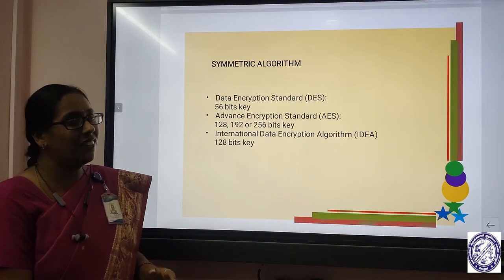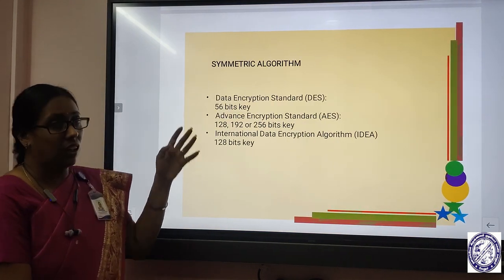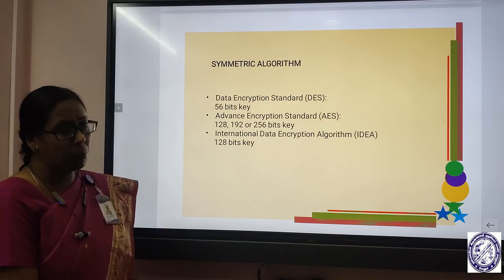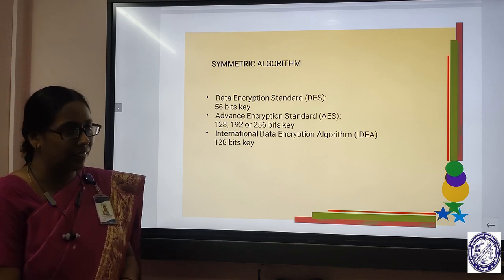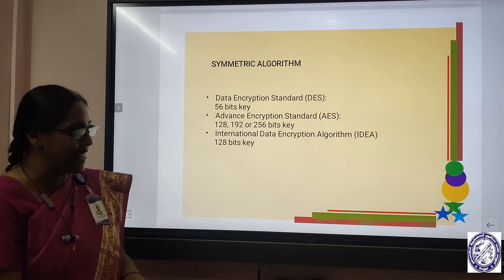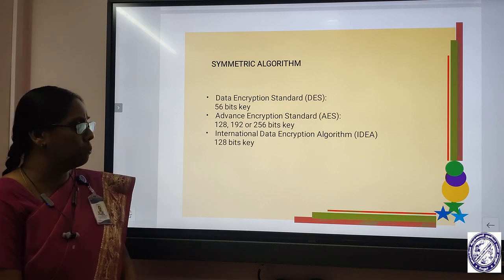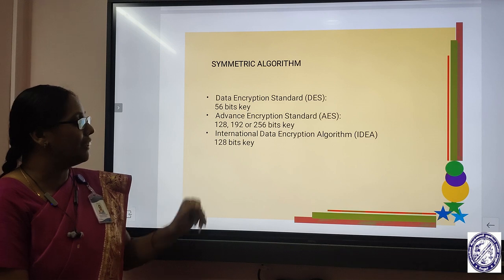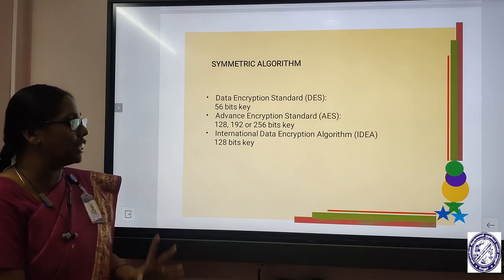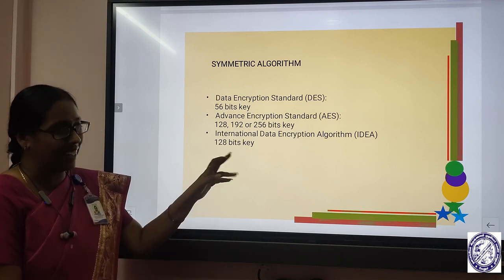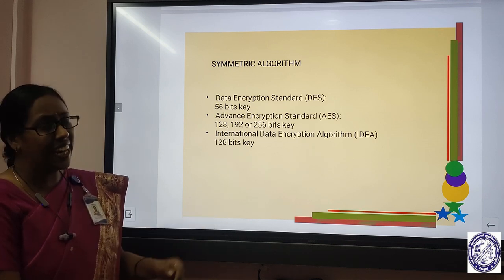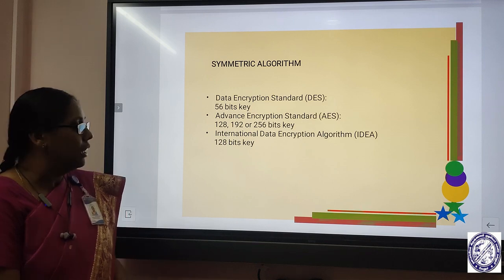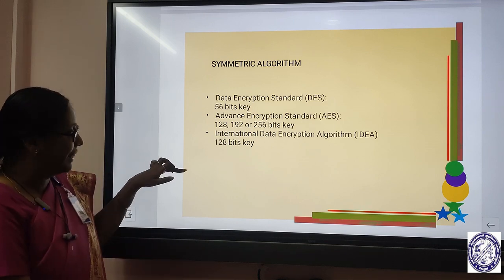So in symmetric algorithm, there are DES, AES and IDEA. DES is nothing but data encryption standard which uses 56-bit keys, and AES is nothing but advanced encryption standard which uses 128, 192 or 256-bit keys. IDEA is nothing but international data encryption algorithm which uses 128-bit keys.